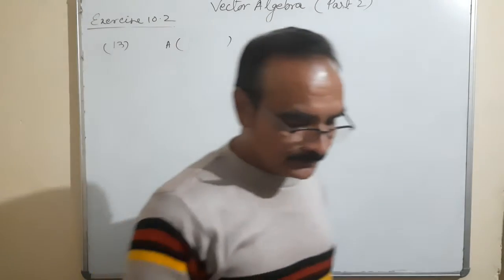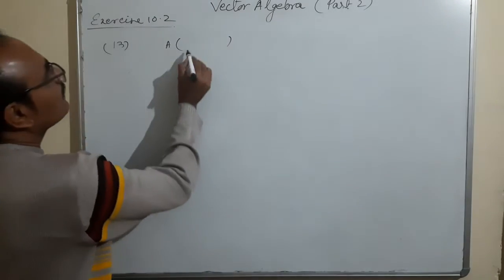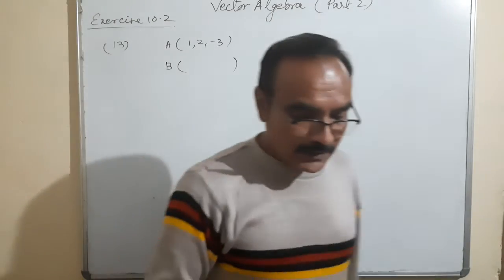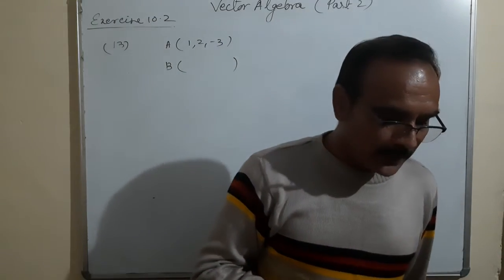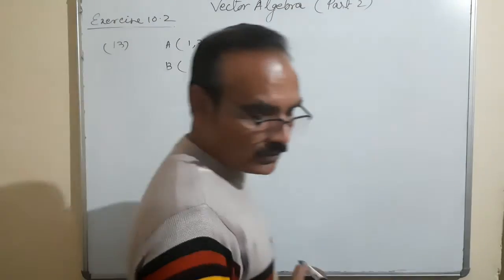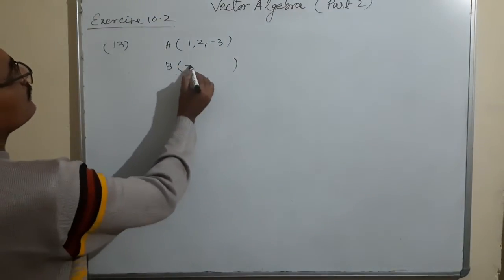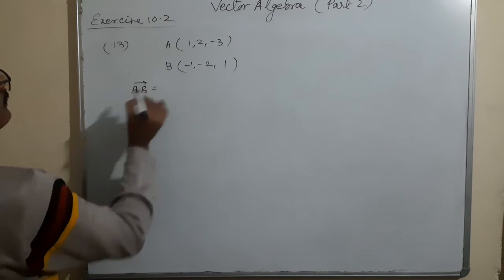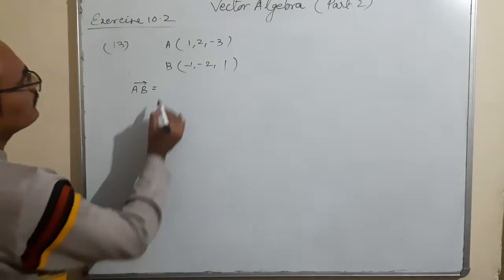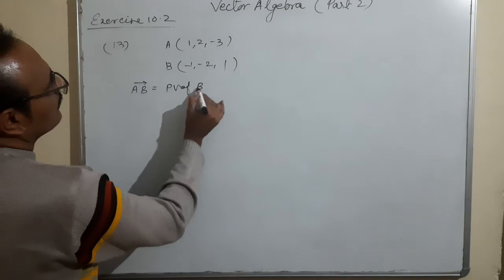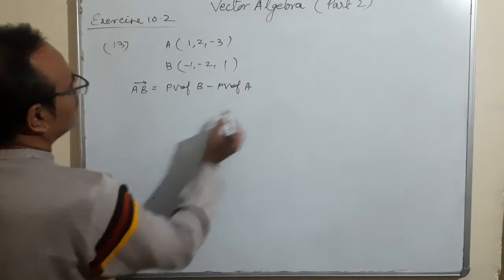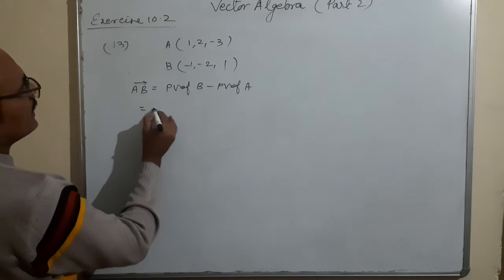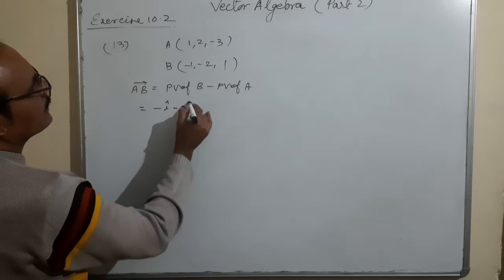Point A is given as 1, 2, minus 3, and point B is given as minus 1, minus 2 and 1, directed from A to B. So A to B, that means the position vector of B minus position vector of A. Position vector of B, how to convert into the vectorized term? Minus i minus 2j plus k.